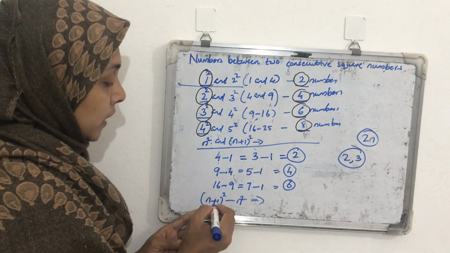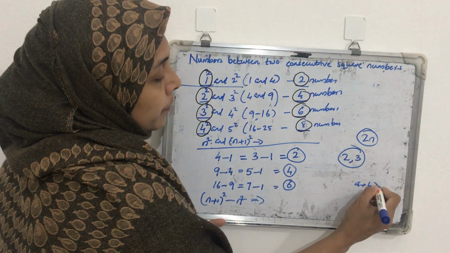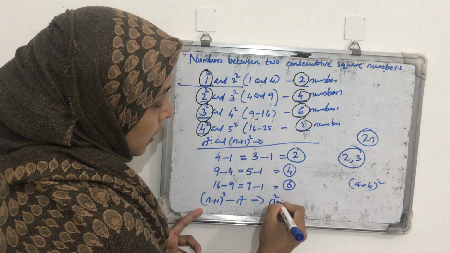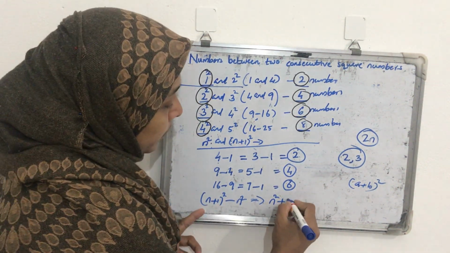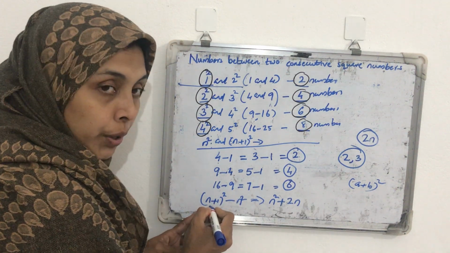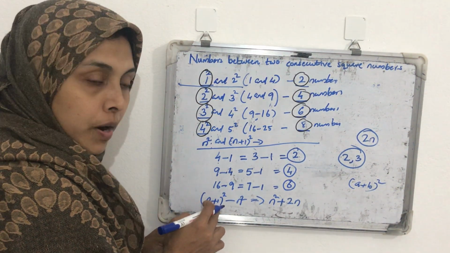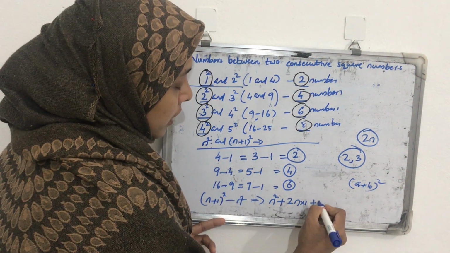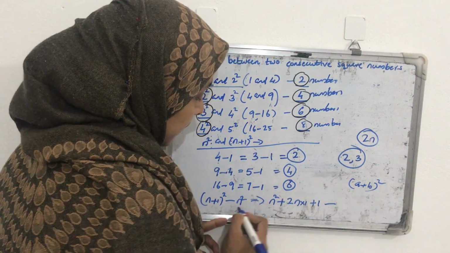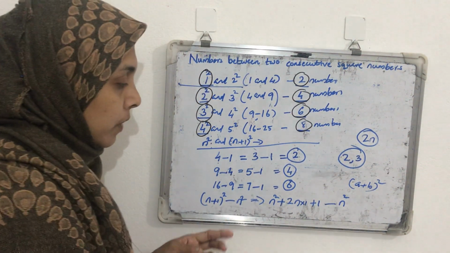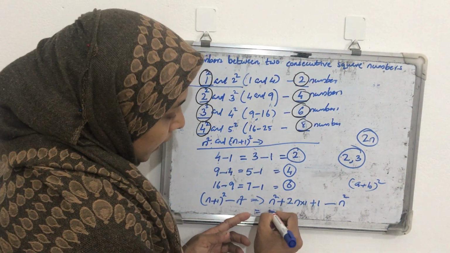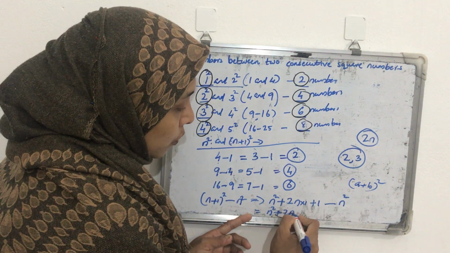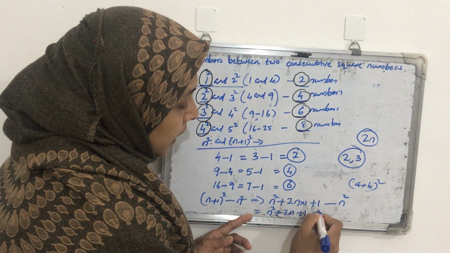N plus 1 whole square, in the a plus b whole square form of that identity, will be n square plus 2 into a into b. Here b is 1, so 2 into n into 1, plus 1 square, which is 1 itself. From that we are subtracting n square. When we subtract, we get n square plus 2n plus 1 minus n square.